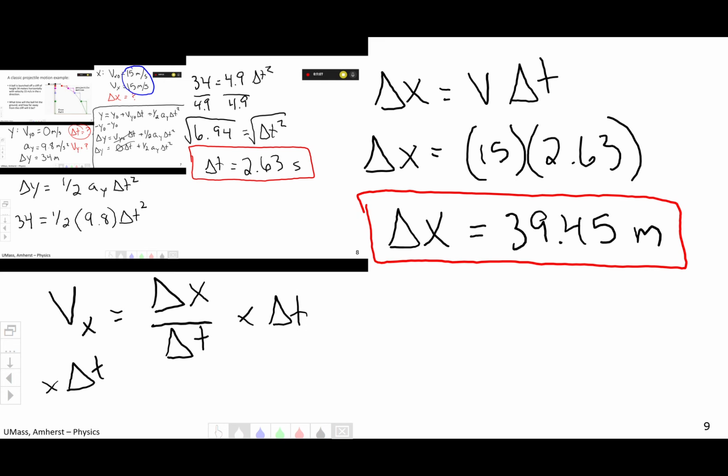So what did we do here? Well, we said that these two things are basically mutually exclusive. The vertical acceleration and the vertical velocity have no impact on the horizontal acceleration or the horizontal velocity. But they were connected by time. Like I said, you don't hit the ground vertically first and then horizontally. You hit the ground at the same time. So we found time in the vertical, transferred it over to the horizontal, and then we were successful in finding the total displacement in the horizontal direction.